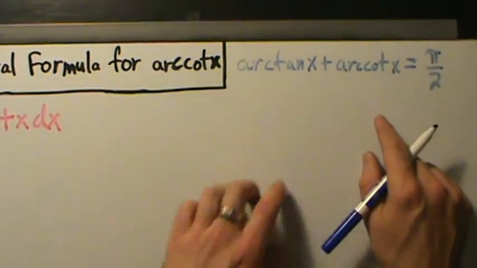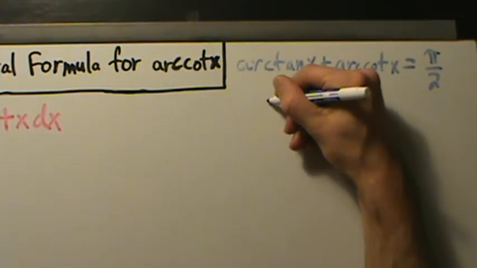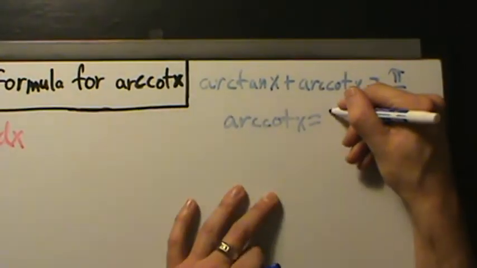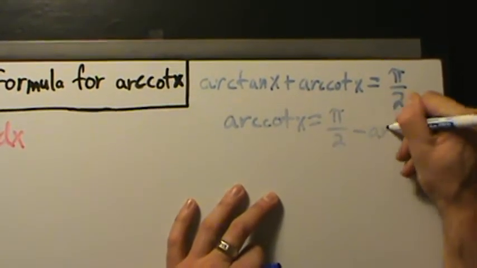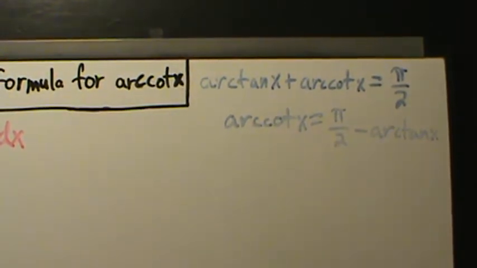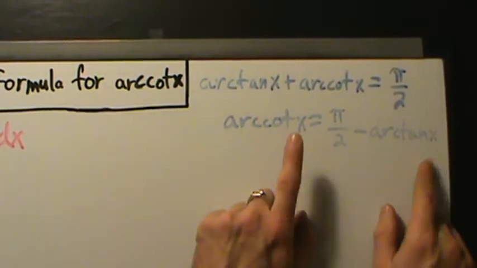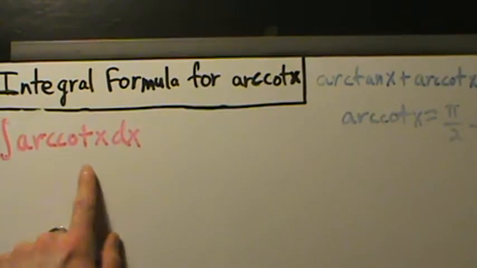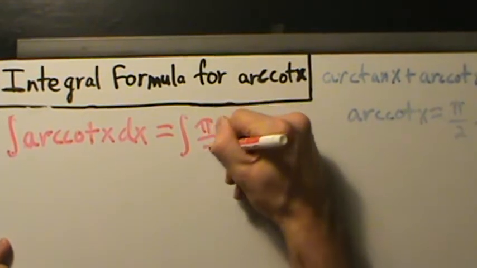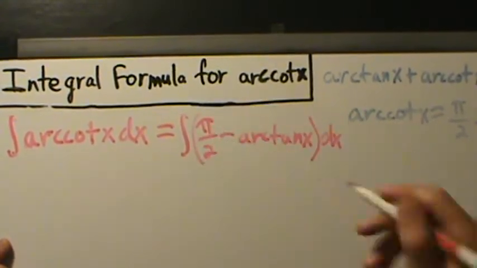How do we use this? Well, subtract arctangent of x from both sides, and we get arccotangent of x equals pi over 2 minus arctan of x. So inverse cotangent of x is the exact same thing as pi over 2 minus arctan of x, provided x is in the domain of both. If we want to integrate this, let's say this equals the integral of pi over 2 minus arctan of x dx, with parentheses because the dx is on everything.